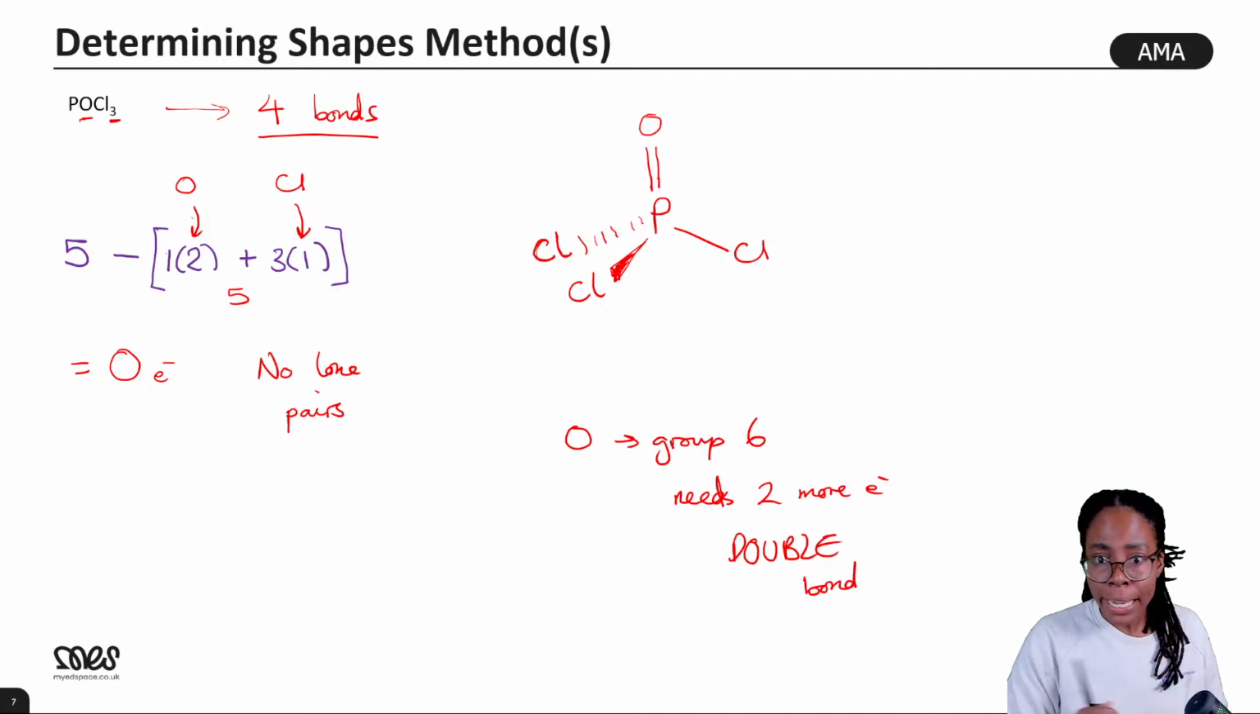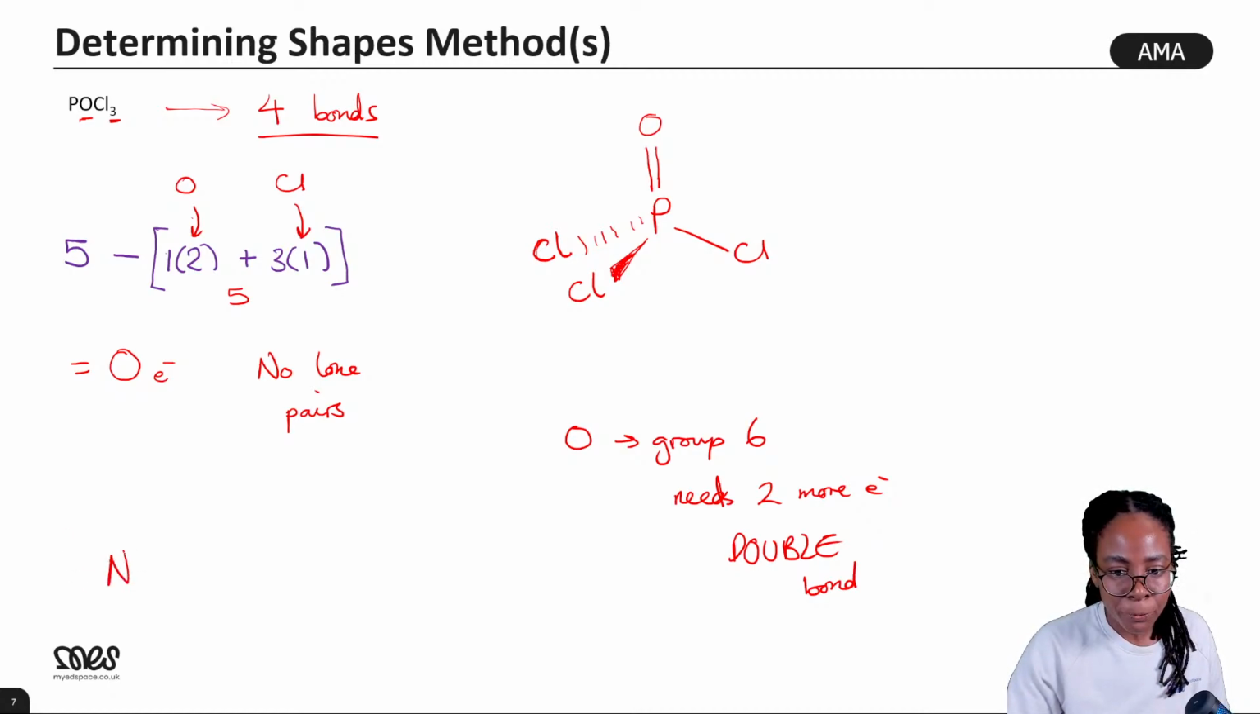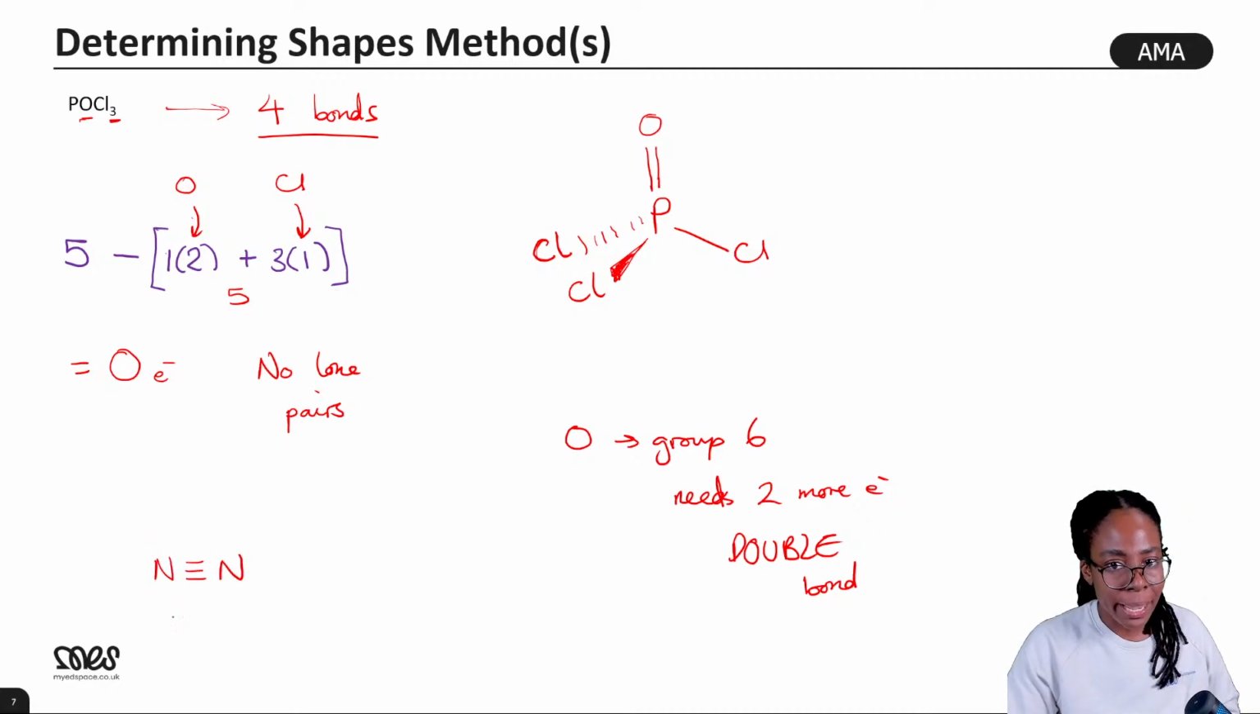Take nitrogen, right? When nitrogen bonds with itself, this is a triple bond, yeah. And it's why nitrogen typically makes 3 bonds in total, because it needs 3 more electrons. So if it's just bonded to itself, it'll make a triple bond. If it was bonded to 3 other things, then it's 3 single bonds.